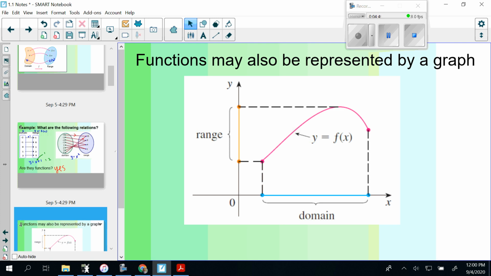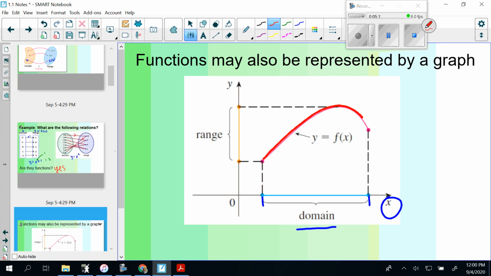One last representation of functions here. We could also represent it with a graph. You've graphed before. Whatever space is covered along this horizontal axis, our x-axis, that's our domain. So the domain of this would be from this value all the way over to this value, because that's the amount covered by our function. Our range, our output value, would be along this y-axis here. So our range would span from this value all the way up. The highest it goes is up here, so that would be the top value. That would be our range of values there.